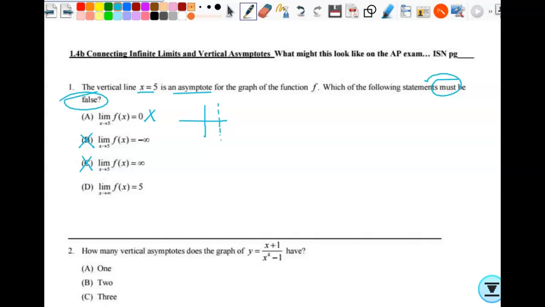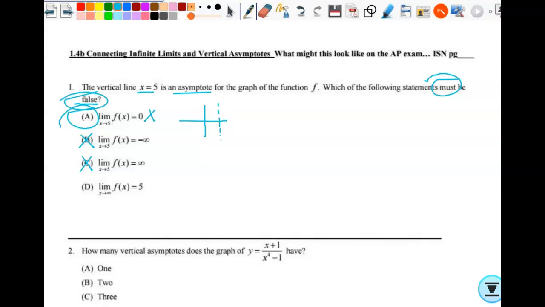The limit as x approaches infinity is 5. Well, if you have x equals 5 as a vertical asymptote, does that mean that the limit as x approaches infinity equals 5? Could this happen? Are we guaranteed that this would happen? No. So false is an important word here. The other words are must be false. Could this be true? Yes, and it could be false. We don't really have enough information, right? So the only one that must be false is A. So wording is important there.